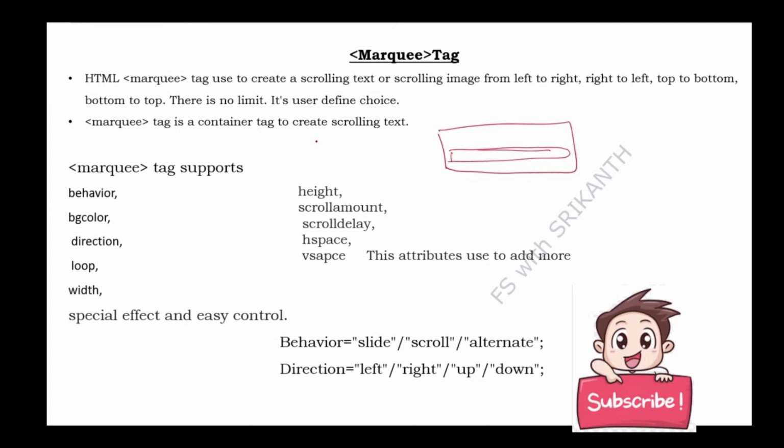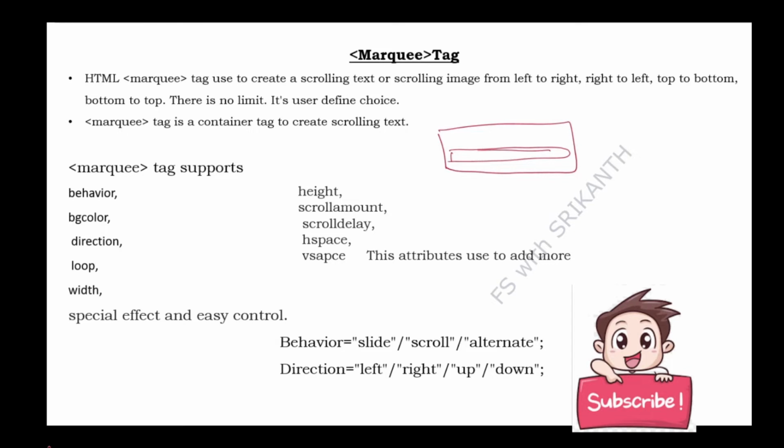One is text we can scroll, and we can scroll our image. Just observe, with the help of the marquee tag we can achieve this. The marquee tag supports a number of attributes, and before starting this, you should know that the marquee tag is deprecated from HTML5. From HTML5 the marquee tag is not supported.